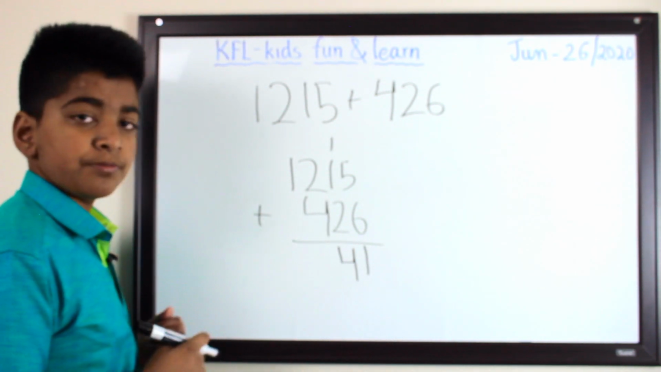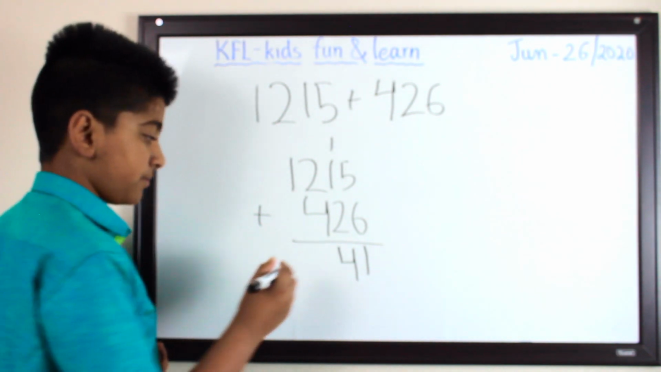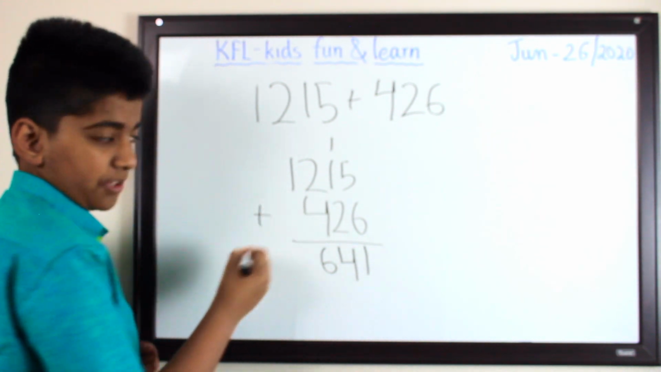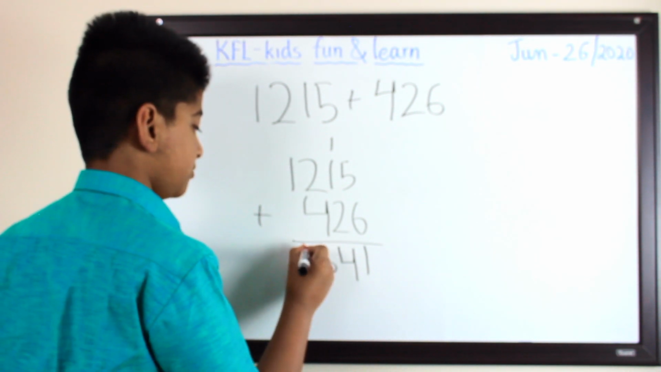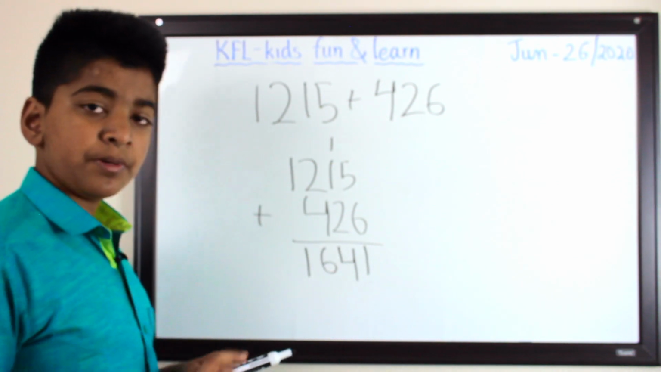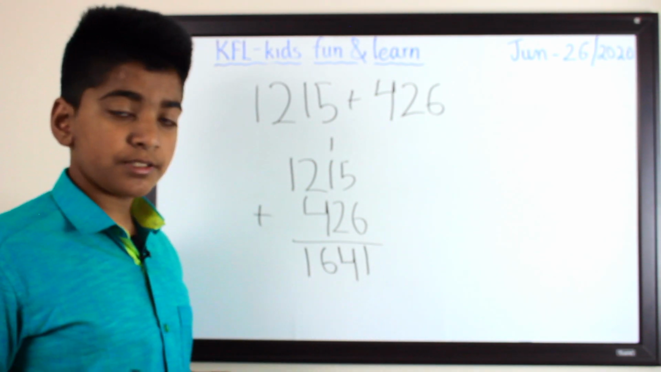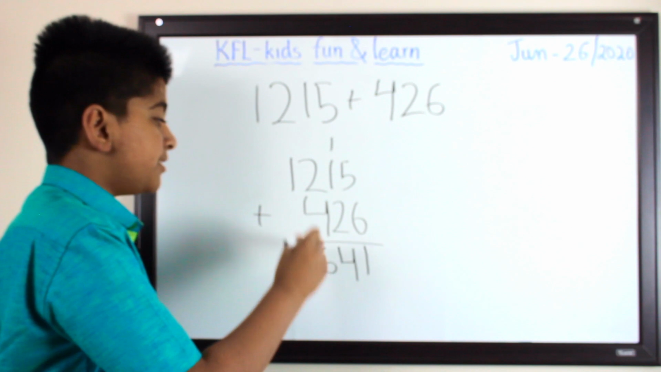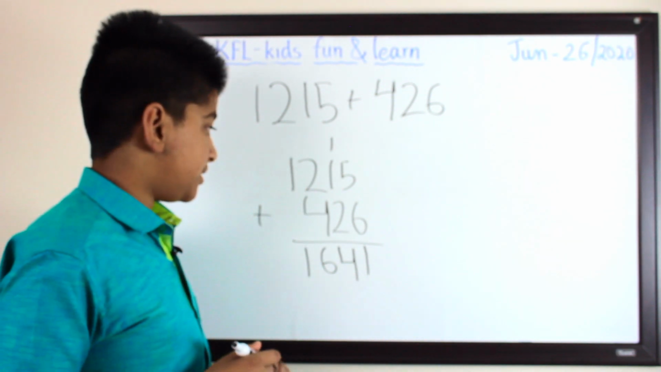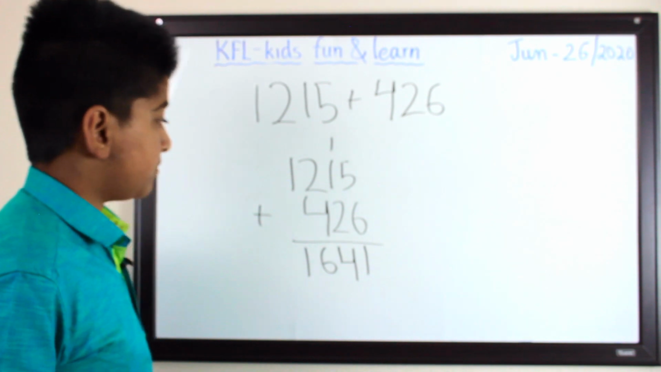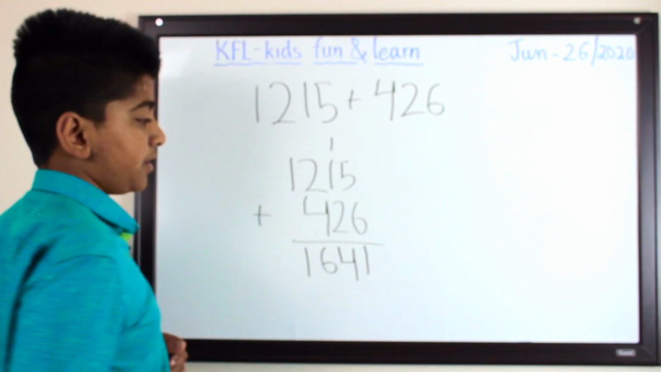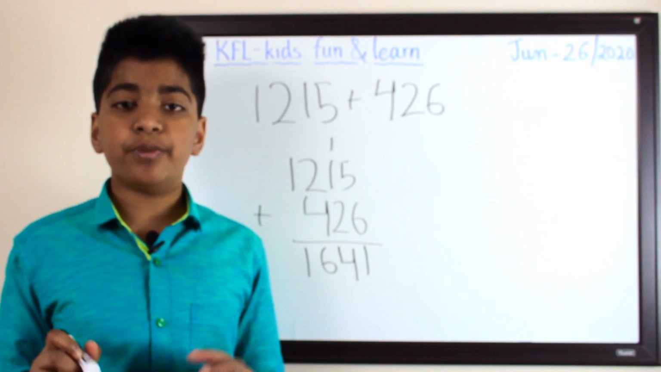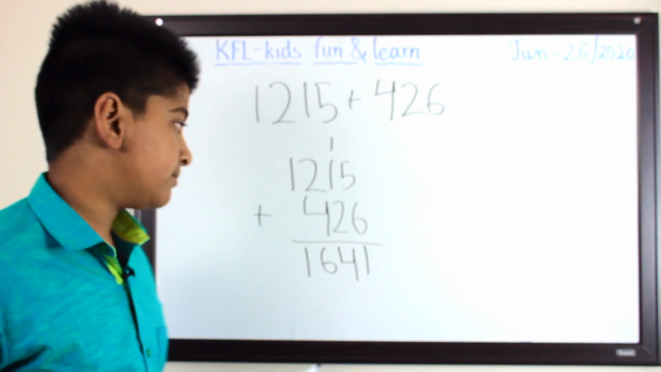2 plus 4 is 6, okay? And 1 plus 0, because there's nothing here, is just 1. Okay? And remember, when you're writing this, make sure everything is aligned. 1 digit here, 2 digits here, 3 digits here, 4 digits here, so that it stays organized. Okay? So 1215 plus 426 is 1641. Same steps. Okay?